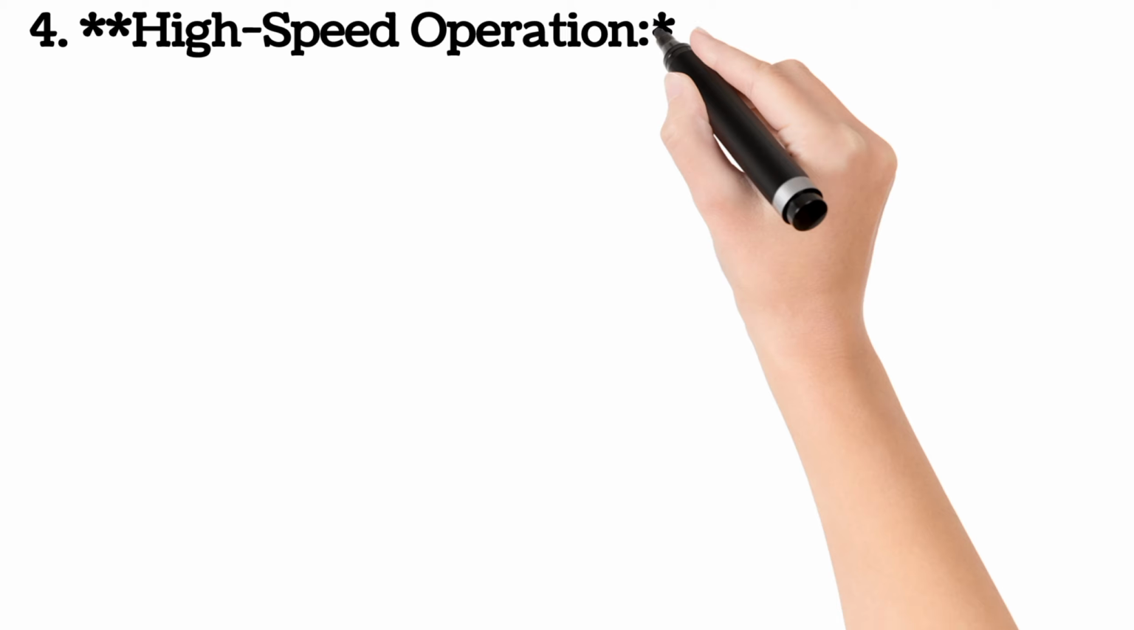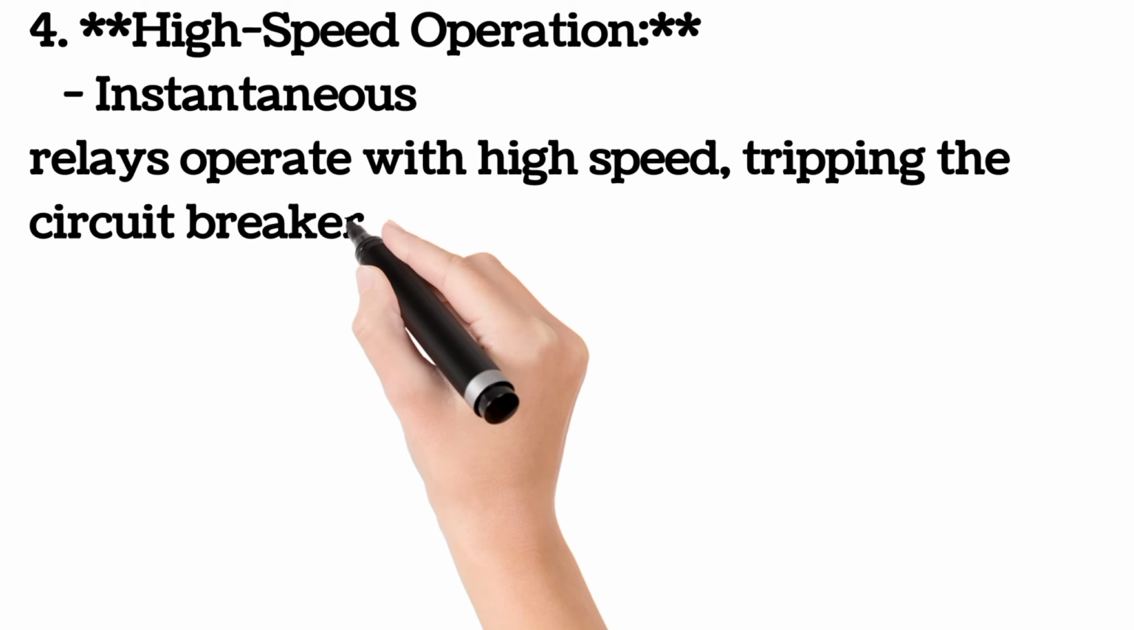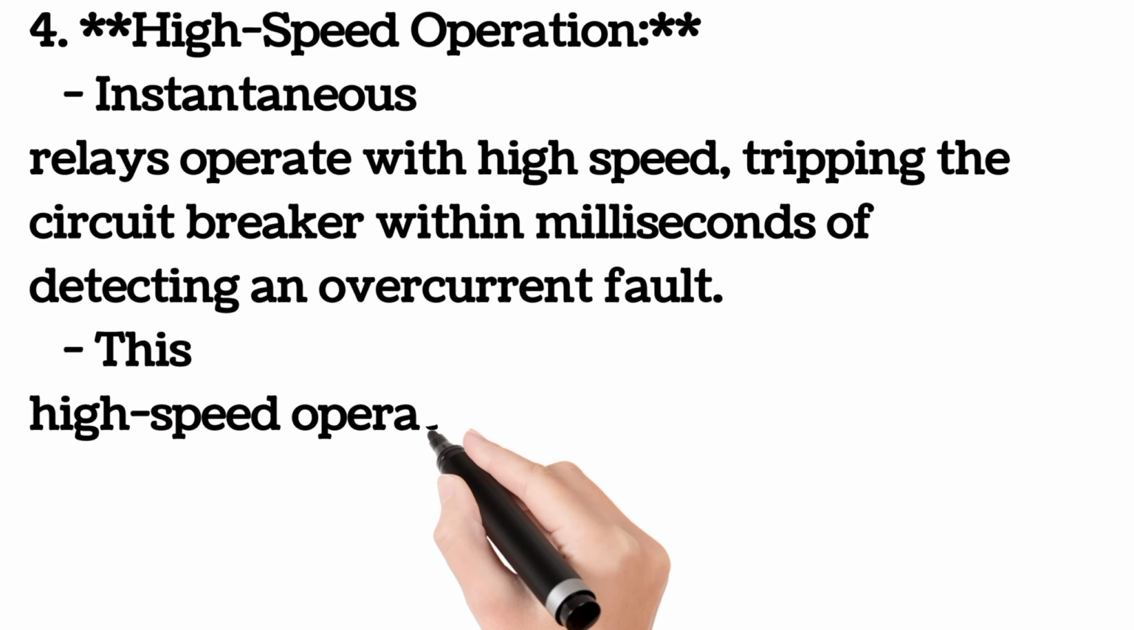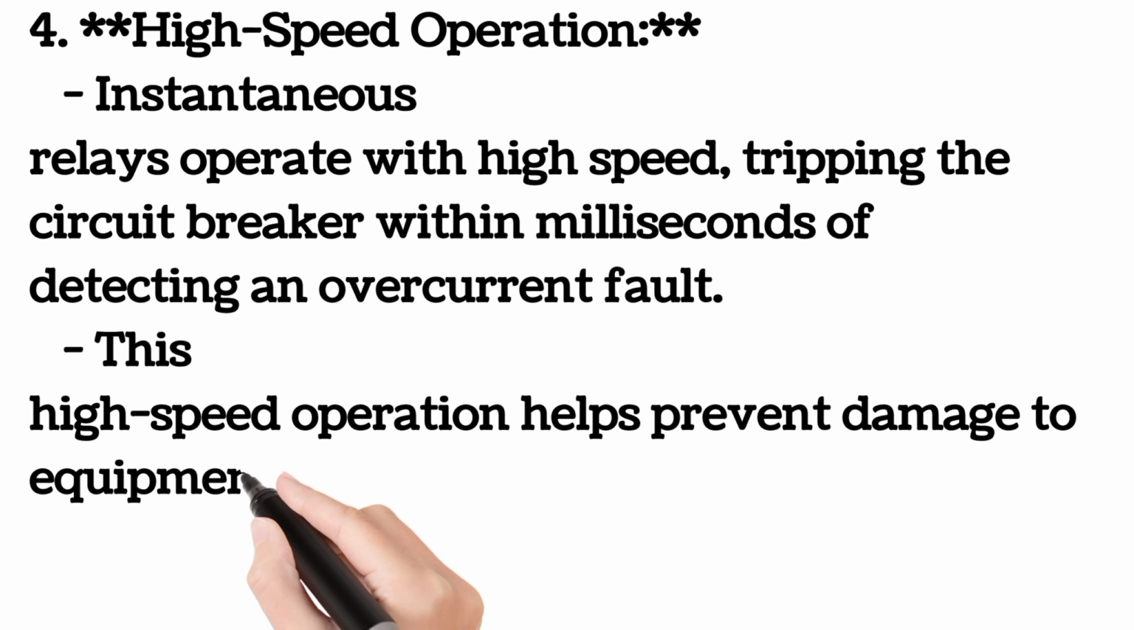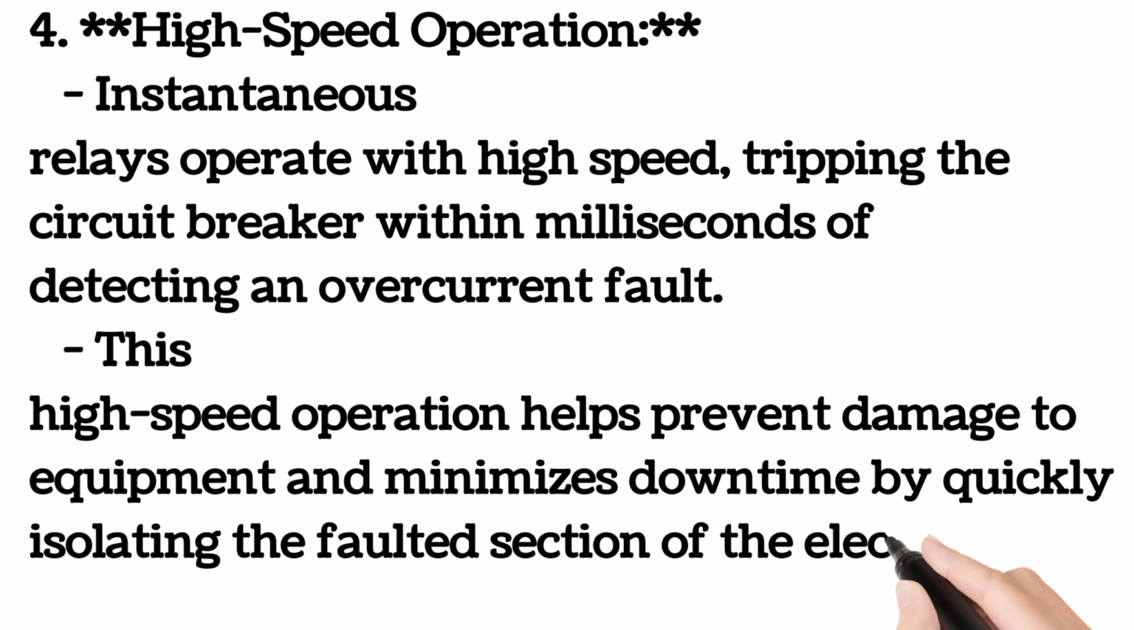4. High-speed operation. Instantaneous relays operate with high speed, tripping the circuit breaker within milliseconds of detecting an overcurrent fault. This high-speed operation helps prevent damage to equipment and minimizes downtime by quickly isolating the faulted section of the electrical system.